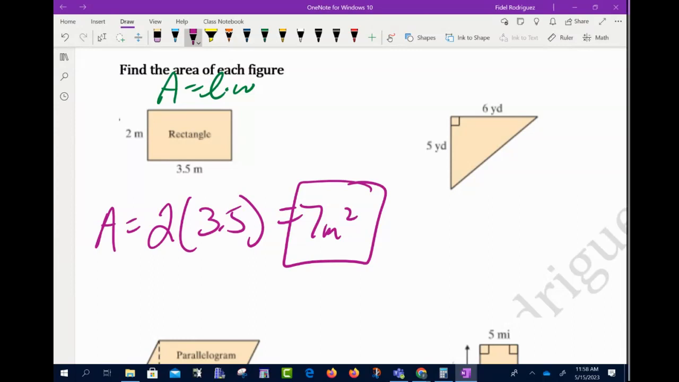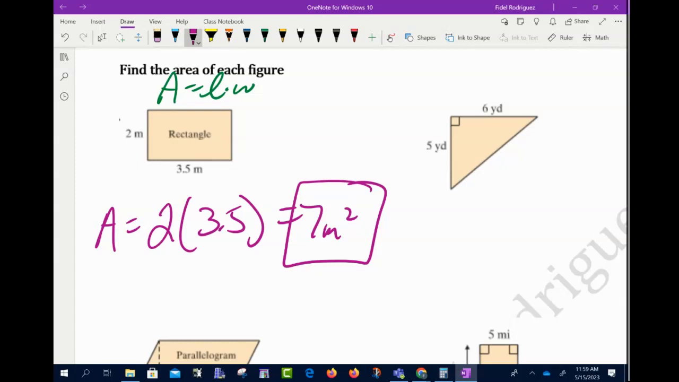The units are always going to be what we call square units, meaning meters squared, feet squared, yards squared. Like I said, if you redo the floor in your house and you buy tile, they sell it to you by the square foot. If you decide I want to put new carpet in my bedroom, they sell it to you by the square yard.